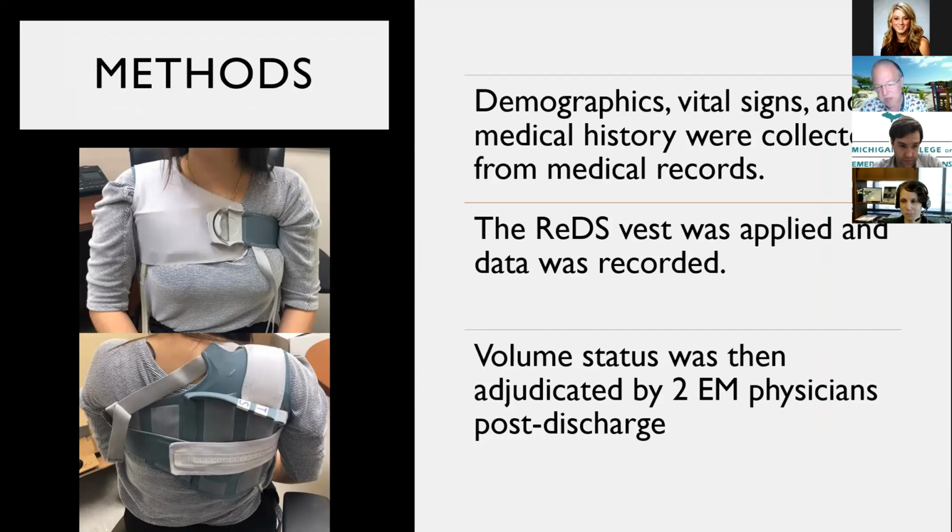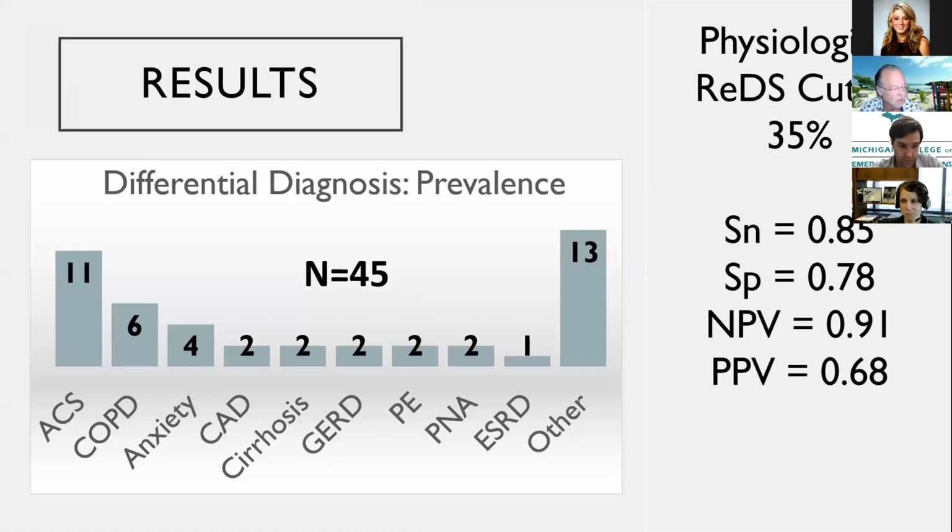And then what we did is anybody who we put it on was short of breath. We had 2 emergency docs later, blinded to everything else going on, adjudicate the post-discharge diagnosis. And then this is what we got, 45 patients. And you can see the other group is the heart failure group, and then all these other reasons people have shortness of breath. And what we found out is if you use a physiologic cut point of 35%, you get a specificity and sensitivity of 78 and 85. A negative predictive value of 91 for heart failure. So it worked pretty good.